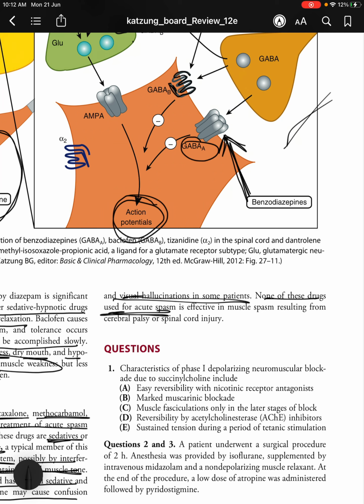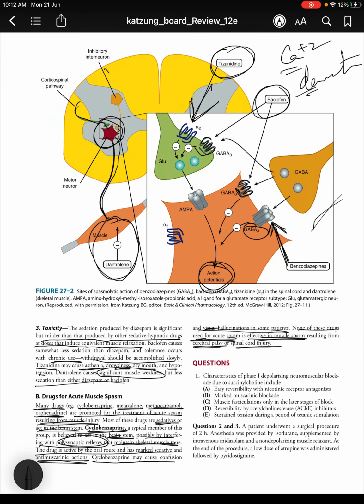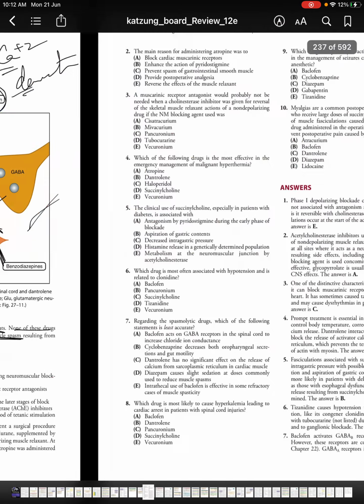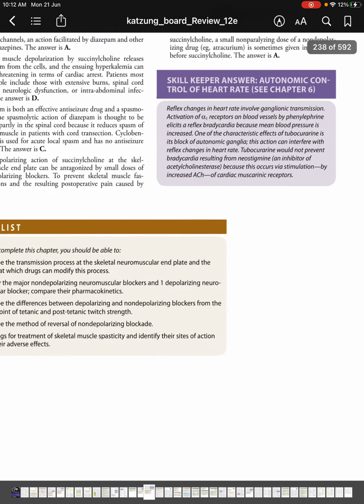None of these drugs used for acute spasm is effective in muscle spasm resulting from cerebral palsy or spinal cord injury. So one thing coming to skeletal muscle relaxants that we need to remember is that the drugs that have CNS effects are taken orally, and that is something we need to remember.